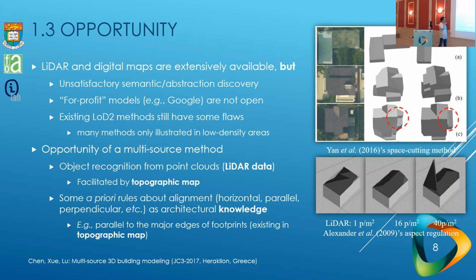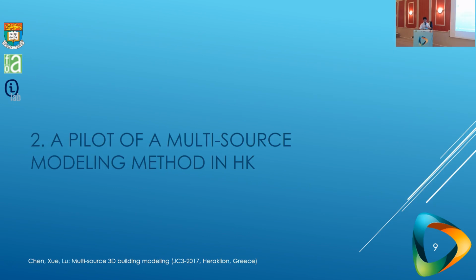The opportunity for using multi-source data is that we have a strong object recognition method for the point clouds that can be obtained from the data. In fact, this method can be facilitated by the digital map. And we still have some a priori rules from our practice of architectural design, so this is kind of knowledge. For example, the major elements on the rooftop are in parallel with the edges of the footprint or the edge of the roof.